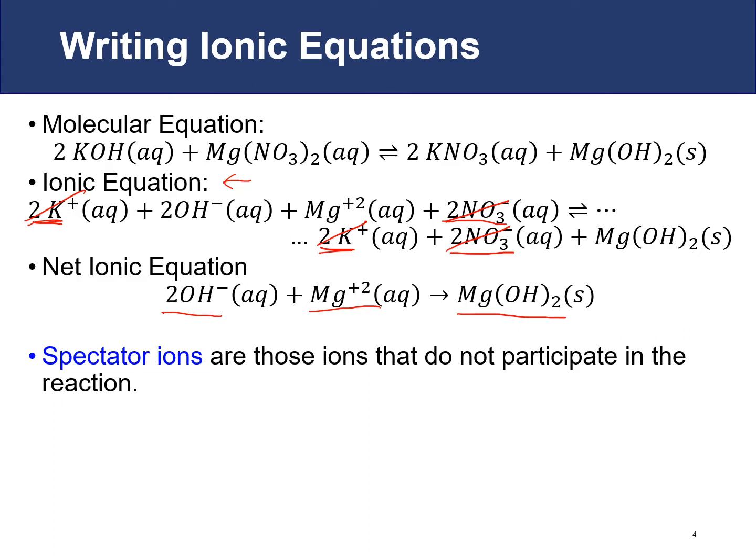So the purpose of the net ionic equation is to focus our attention on the components that are actually participating in the reaction. In the case of the ionic equation, it's to show what we actually have in solution. And the purpose of the molecular equation is to give us an idea of where everything originally came from.